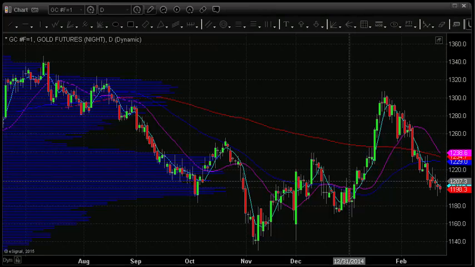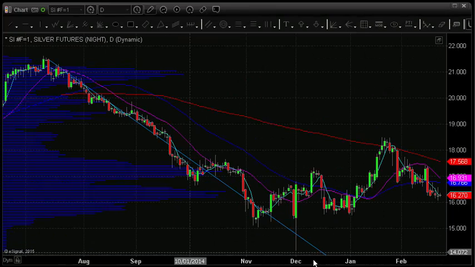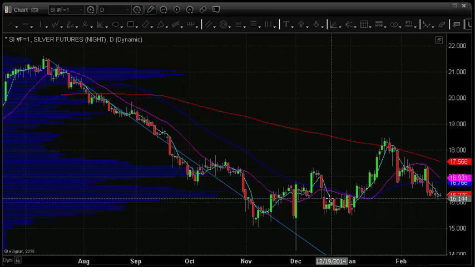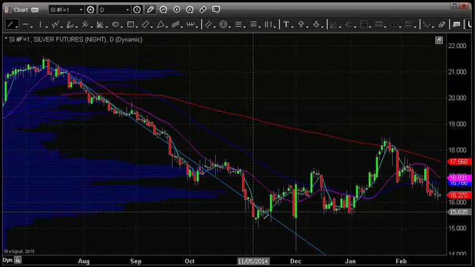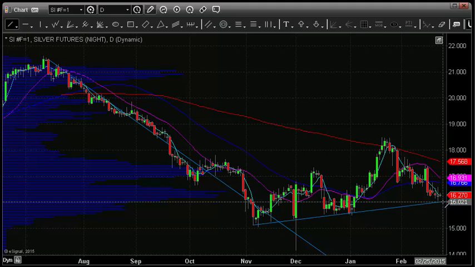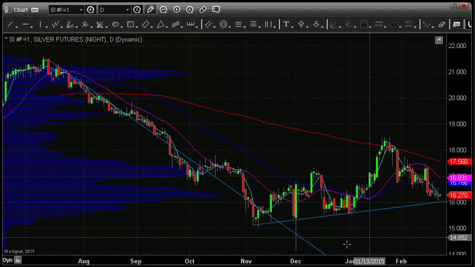Also, if we take a look at silver, it's somewhat in the same boat. Silver's been a little more volatile, but it is starting to settle down into this high volume, these previous lows, this support zone. And of course, we draw a quick support line across here. You can see we are pretty much at those levels now for silver.